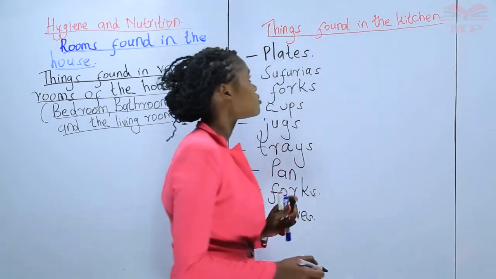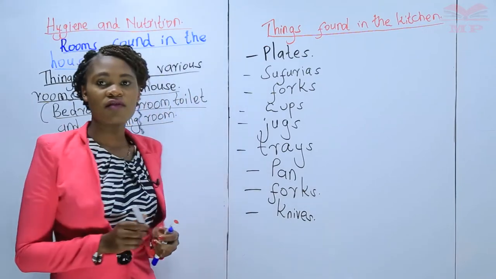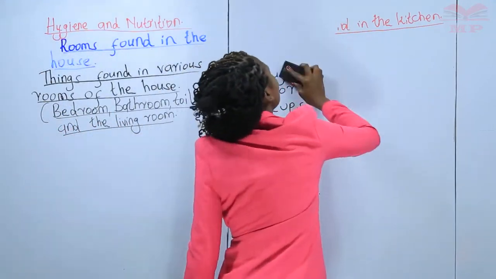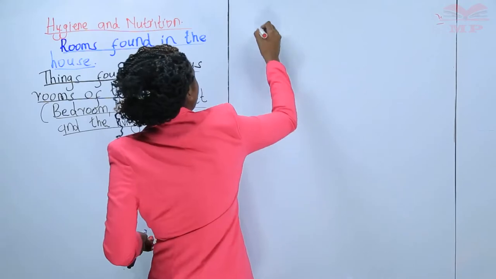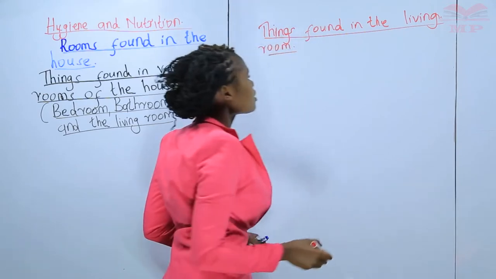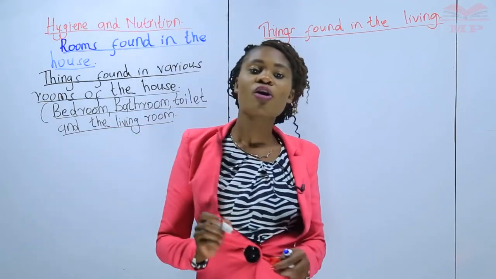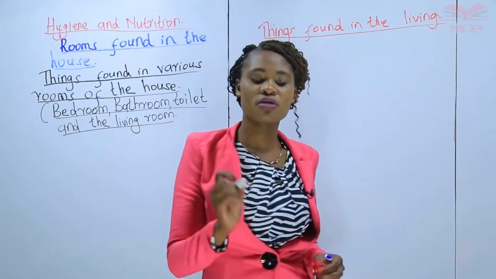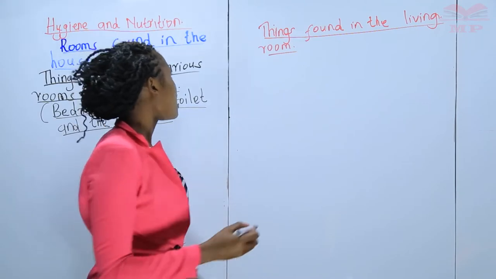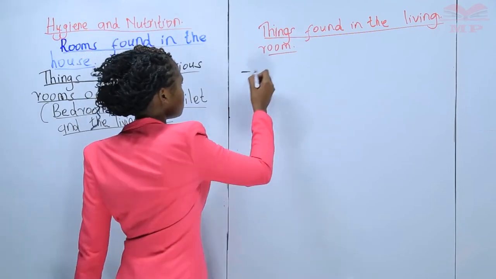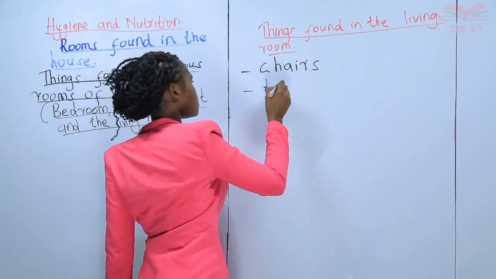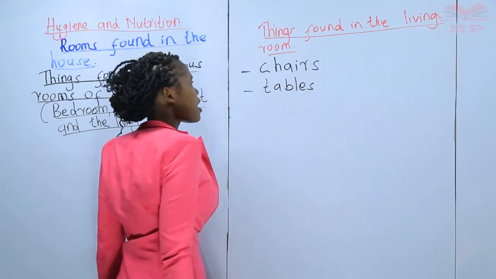We also discussed things that are found in the living room. A living room is a place where we socialize. What are some of the things that are found in the living room? If you can remember very well, we mentioned that a living room can have chairs. It can also have tables. It has stools.